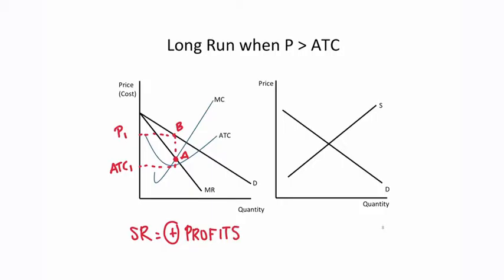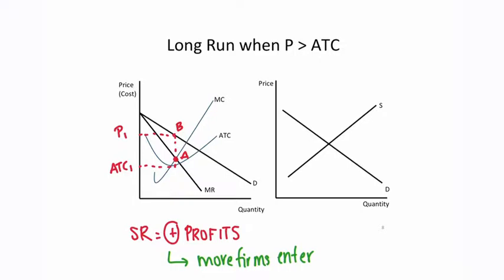Now, what happens is that over time, that means that more firms are going to enter. Of course, if you think about it in the short run, between now and, let's say, the end of the month, it's difficult for new firms to enter into this market and all of a sudden set up shop in production. That's why we say that new firms are going to enter in the long run.